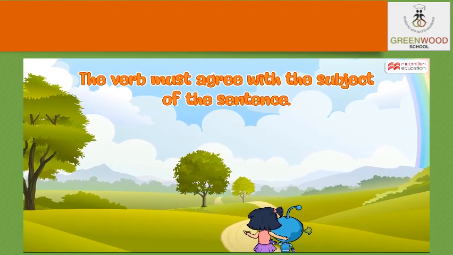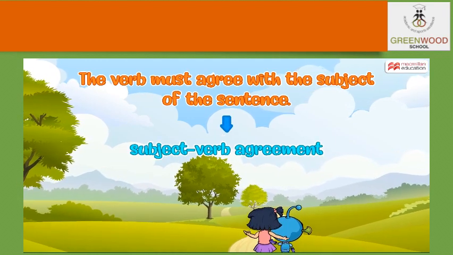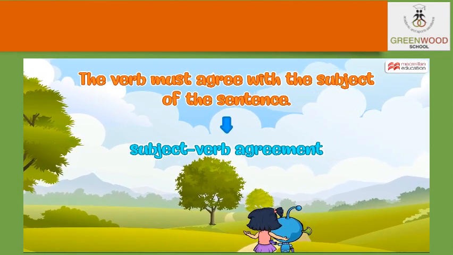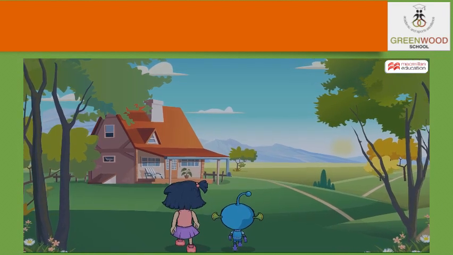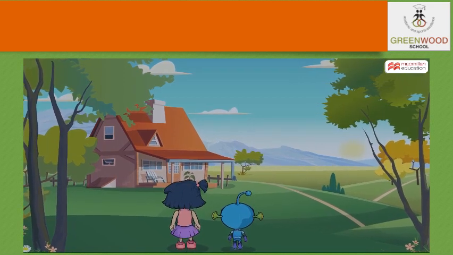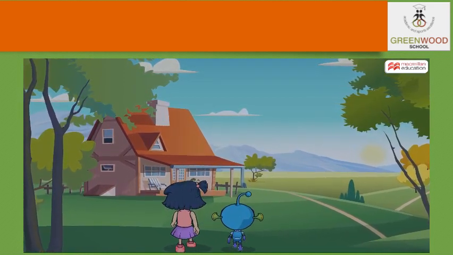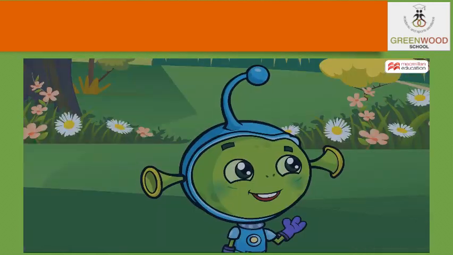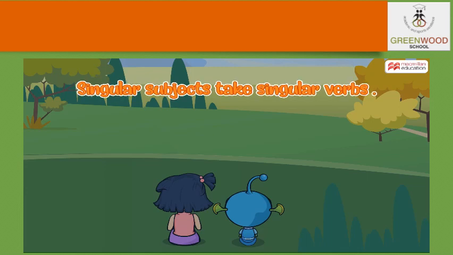Exactly. The verb must agree with the subject of the sentence. This is known as subject-verb agreement. That's fairly easy, isn't it? Mostly yes. If you know the rules of when a subject is considered singular, you will never make a mistake. Tell me the rules. Remember, singular subjects take singular verbs.